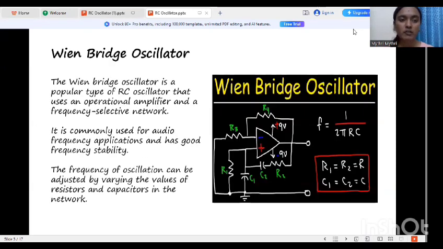Wien bridge oscillator. The Wien bridge oscillator is a popular type of oscillator that uses an operational amplifier and a frequency selective network. It is commonly used for audio frequency applications and it has good frequency stability. The frequency of the oscillator can be adjusted by varying the values of resistors and capacitors in the network. As shown in the figure, f = 1 / (2πRC). R1 = R2 = R. Capacitor C1 = C2 = C.